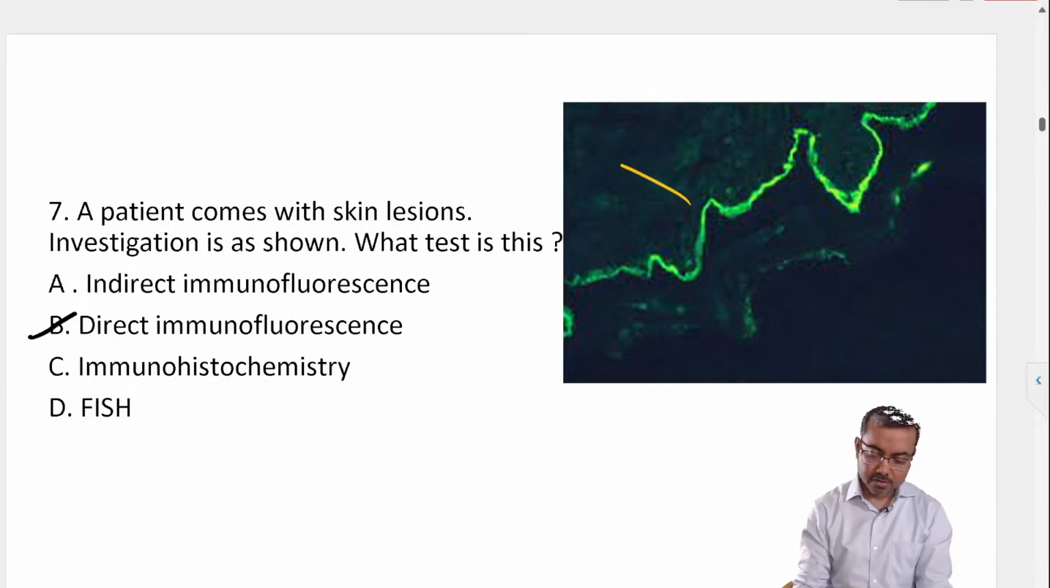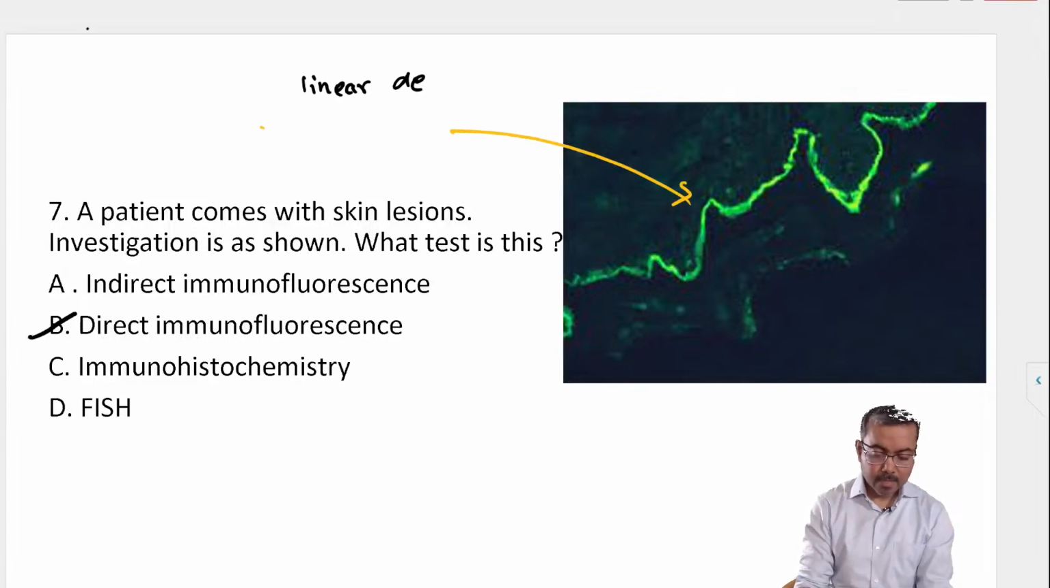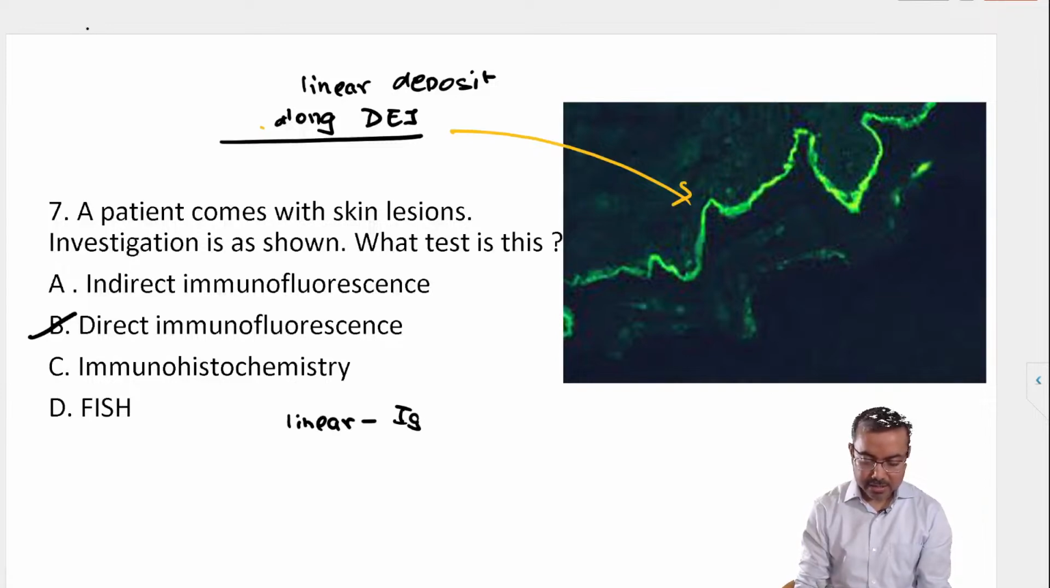Direct immunofluorescence is going to give you this. This DIF shows a linear deposit along the dermoepidermal junction. This is what you can see here. Clear? Now this linear deposit, if it's IgG, then we'll call it bullous pemphigoid and EBA.